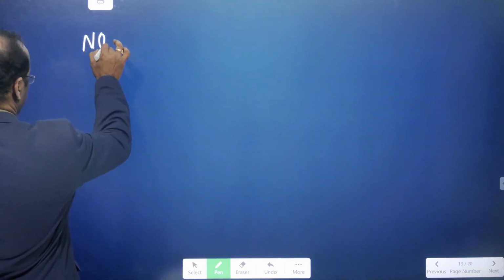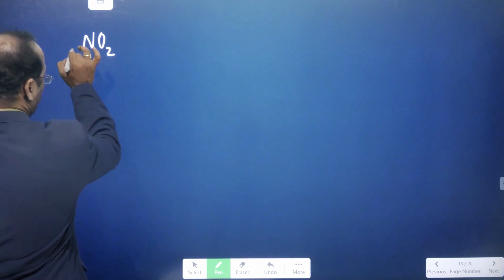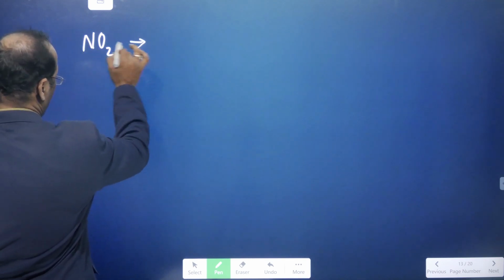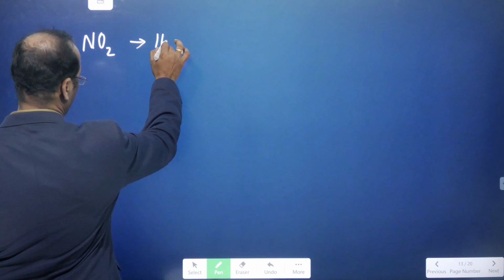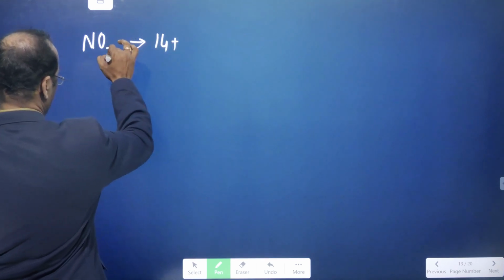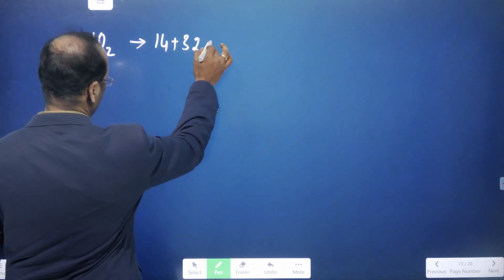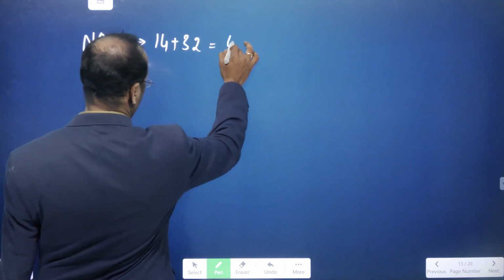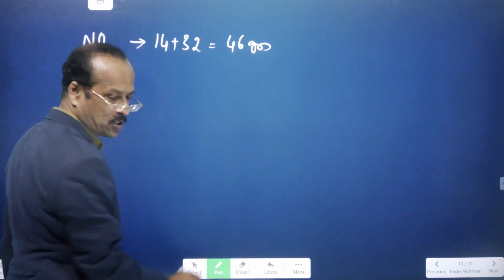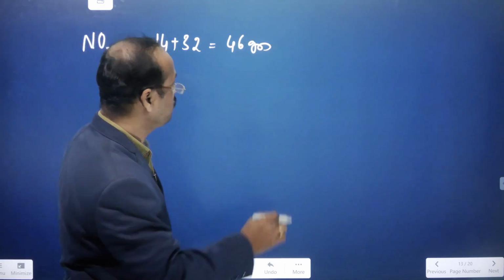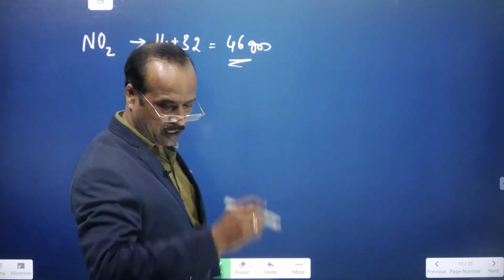The nitrogen dioxide formula is NO2. So 1 means you need not write. So 1 nitrogen atomic mass is 14 plus 2 oxygens, each oxygen 16. 16 2s are 32. 32 plus 14 is 46. So the weight of 1 mole is 46 grams. So the first option is the right answer.